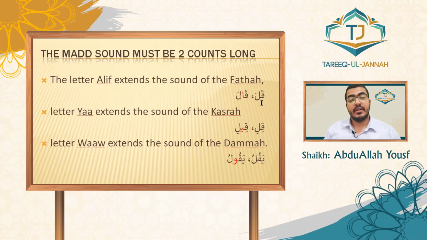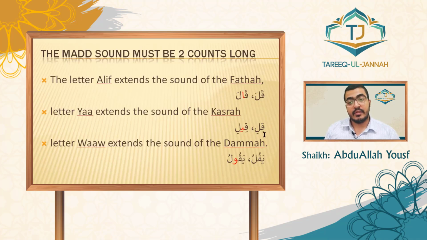So here we have a qaf with a short vowel fatha. Qaf fatha qa. Once the alif comes after, it becomes qaa. Qala. We stretch it for 2 counts. 2 counts is basically this long. Qaa. That's 2. Double the time of saying the letter with a short vowel.